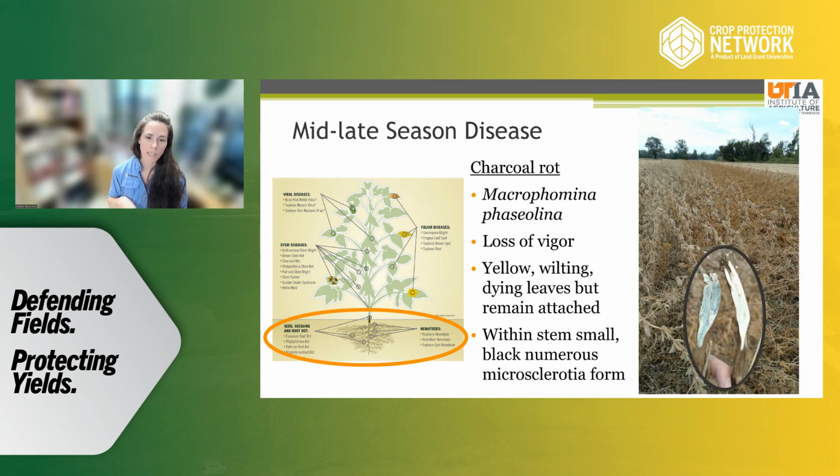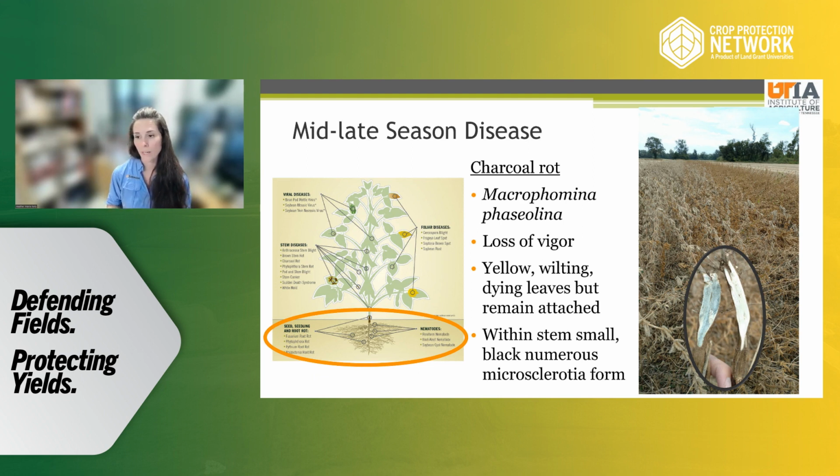Getting into some of our last diseases now that are more mid to late season, and really sometimes more late season, because you usually see some of these symptoms later. This one, charcoal rot, is one of the few pathogens and diseases that is hot, dry loving. It is usually seen most often in drought years, but that's not to say that's always the case.